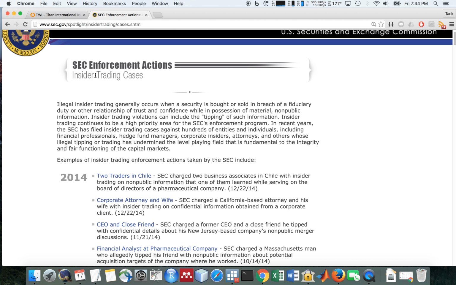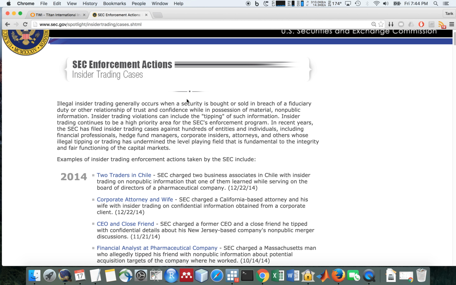So the SEC says illegal insider trading occurs when a security is bought or sold in breach of a fiduciary duty of trust. It can include the tipping of such information. So that includes if you're on the board of a company and you tip your friend about the upcoming earnings announcement, whether it's going to be a surprise positive or a surprise negative, that can have implications for you even as a board member, even if you did not trade, because you're violating the trust or breach of fiduciary duty.